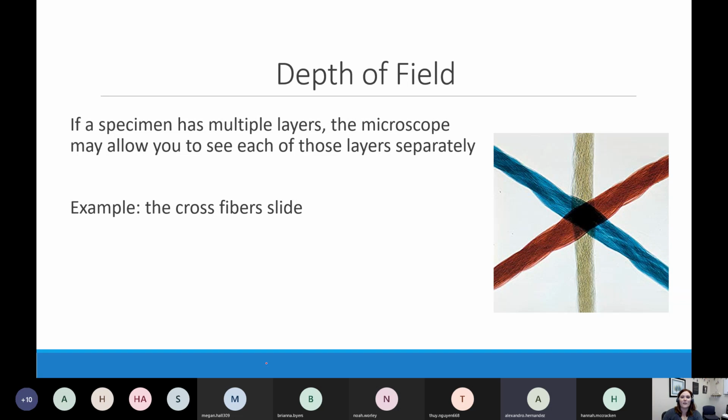So the idea of depth of field is as you go from a low power objective to a higher power objective, the more magnification that we do, the less amount of space is going to be in focus. So when you're looking at the slides in labs, sometimes we'll have to play with that fine adjustment knob to change our depth of field so that we can see what those cells look like, the depth of field.